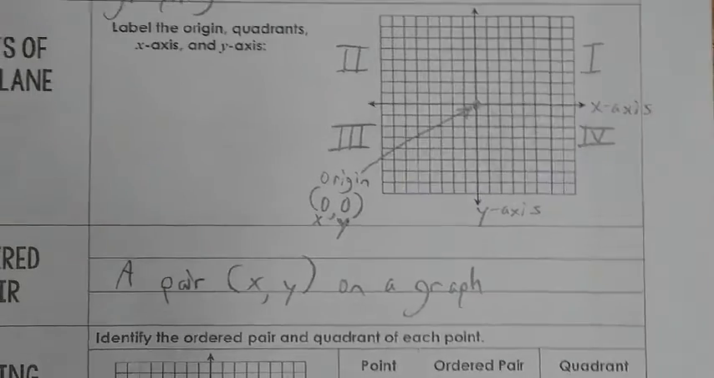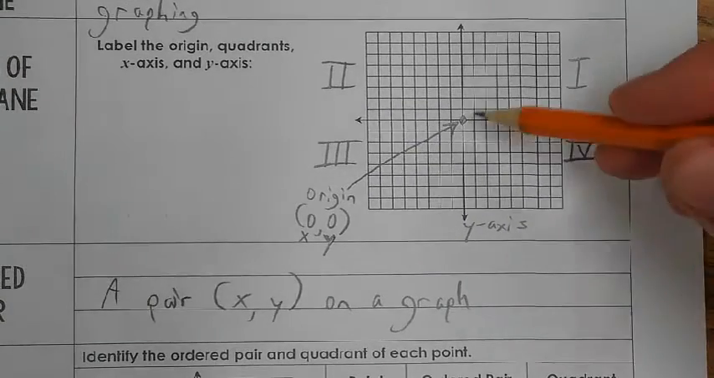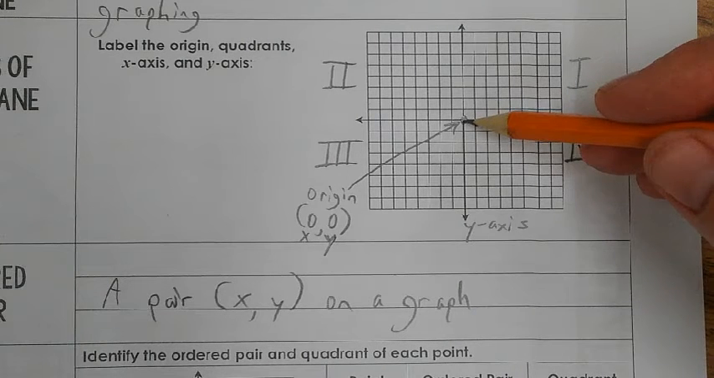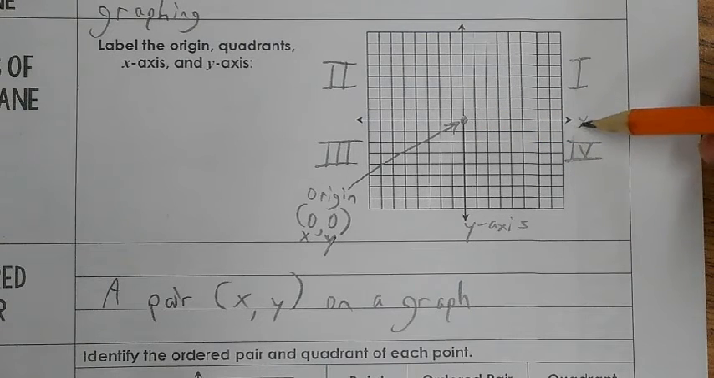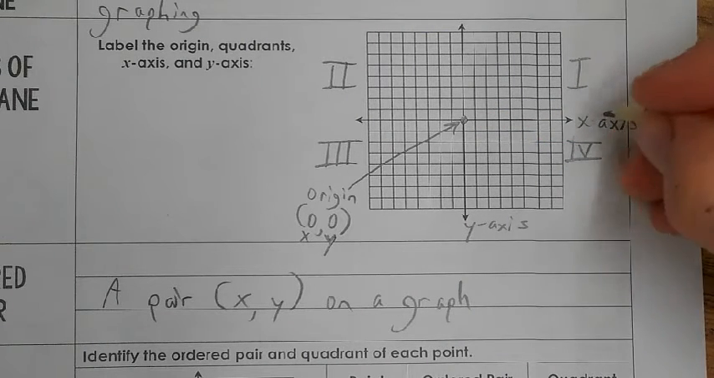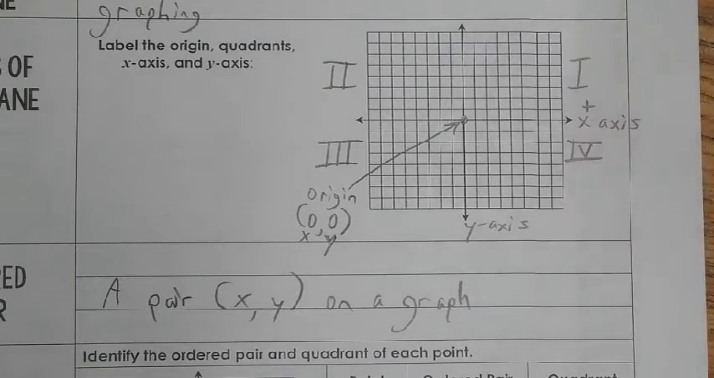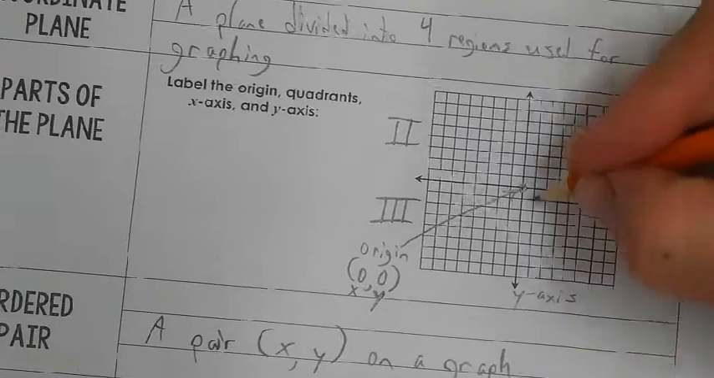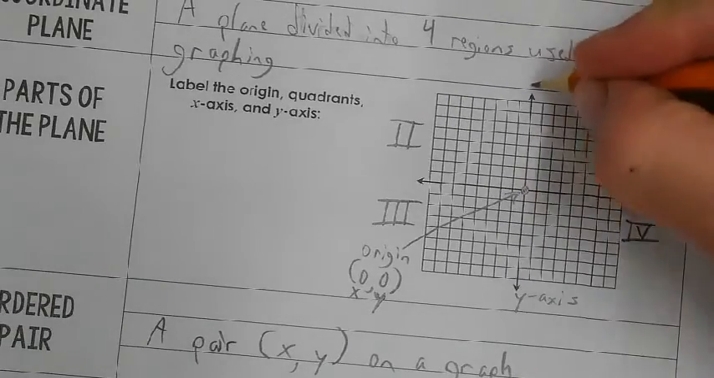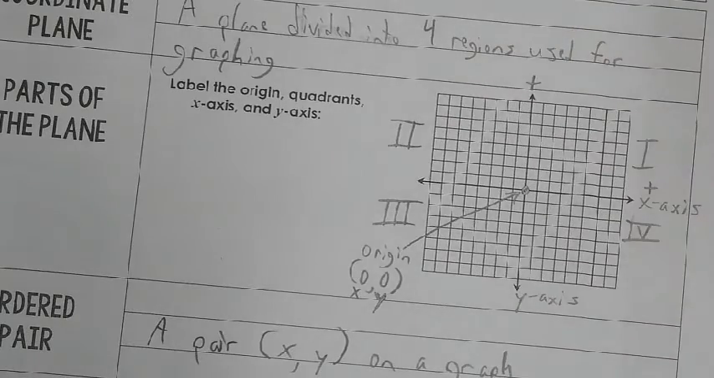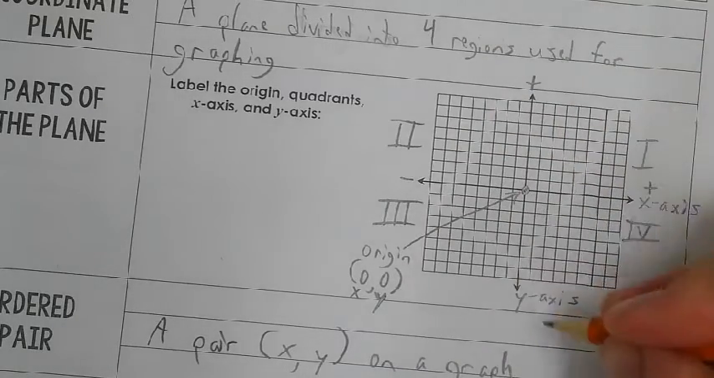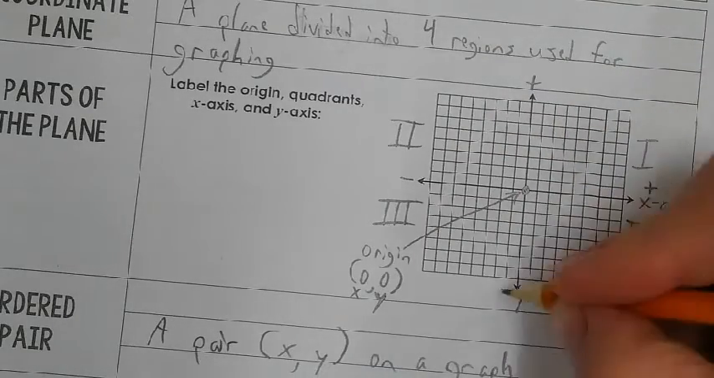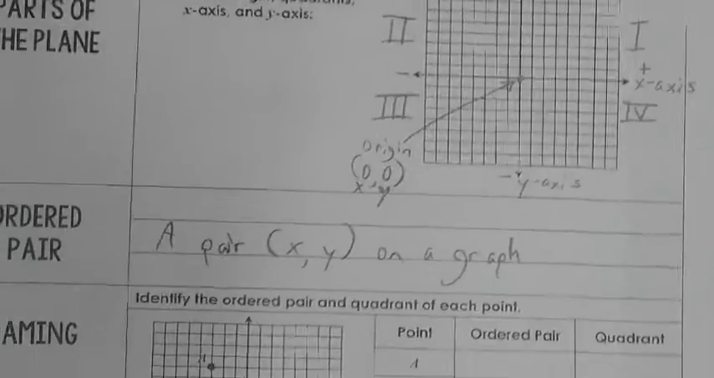Something else that may help some of you is that you always start from the origin. If you go to the right, would that be positive or negative? Positive. So you can put a little plus sign if that helps. Going up, positive. Going to the left, negative. Then going down would also be negative. So just in case you needed a review with that, you can put that on there.